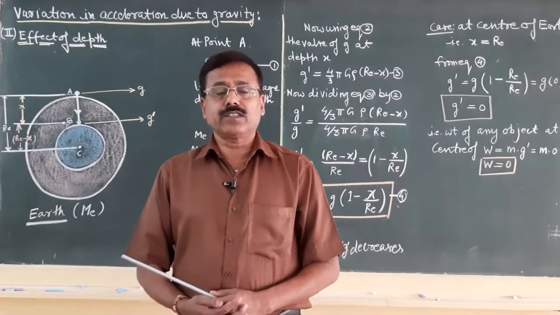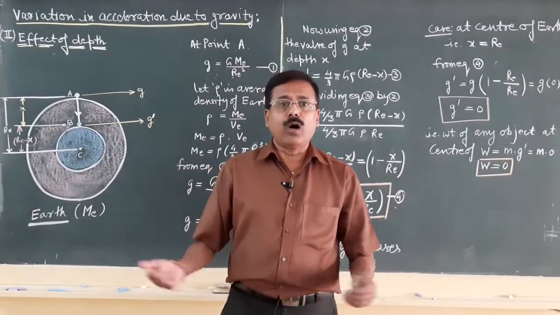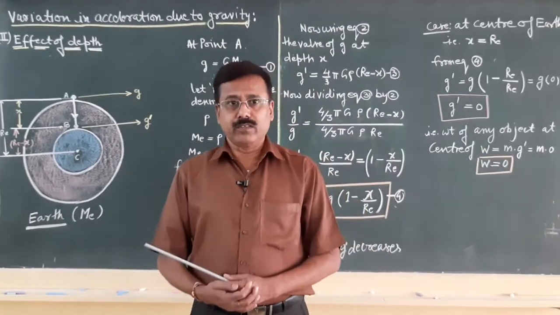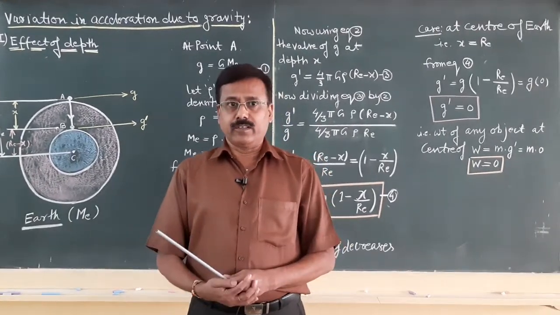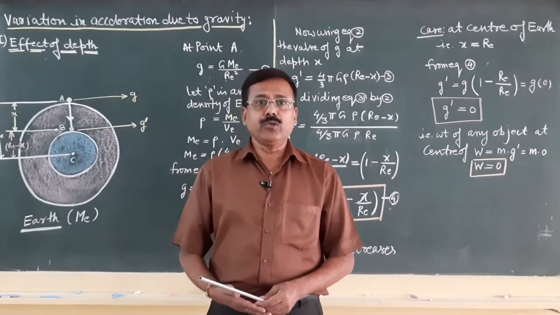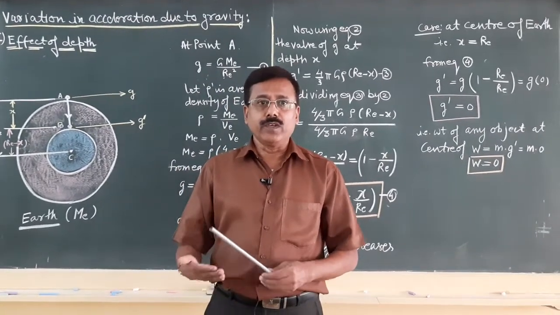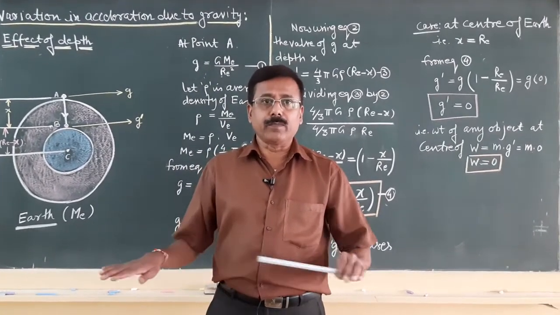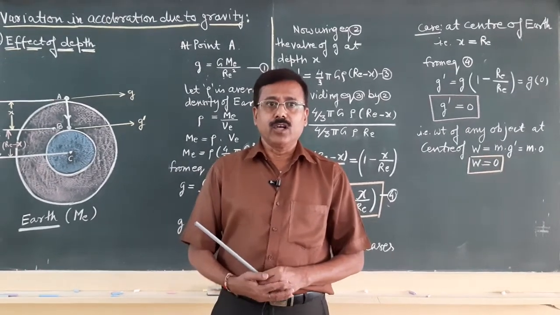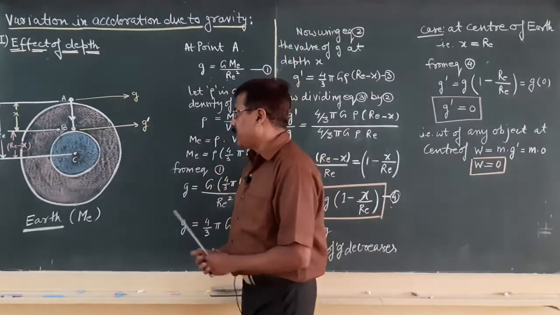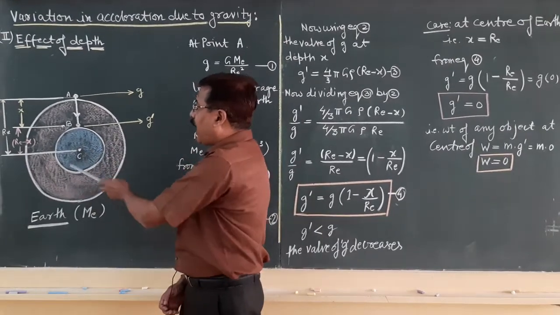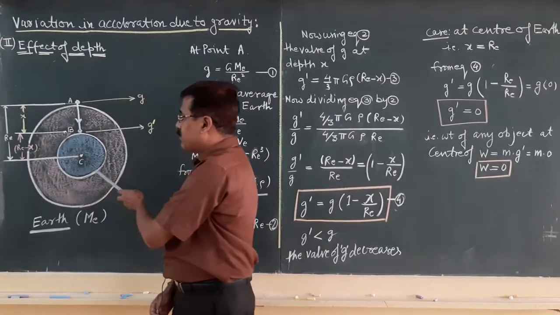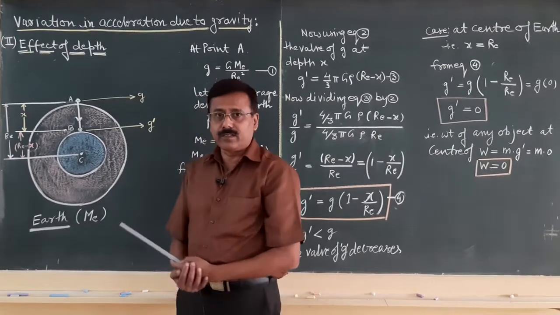We will discuss the effect of depth on acceleration due to gravity. In the previous class, we found the effect of height, that is, acceleration due to gravity decreases with respect to height from the earth's surface. So, for the effect of depth, in the diagram, C is the center of the earth, R is the radius of the earth, and M is the mass of the earth.